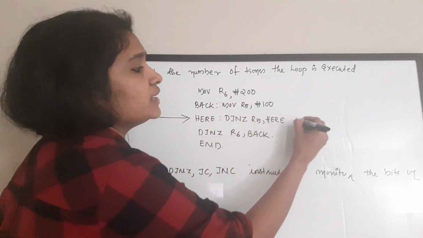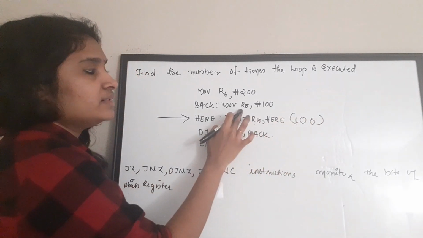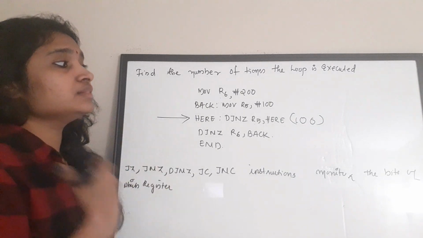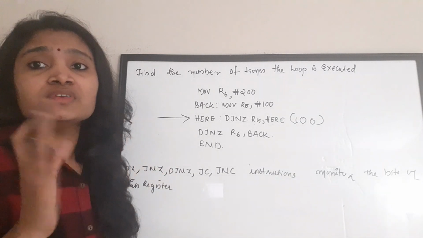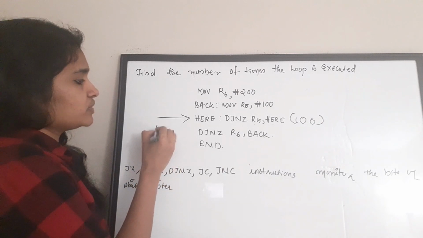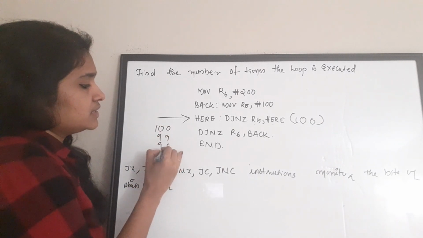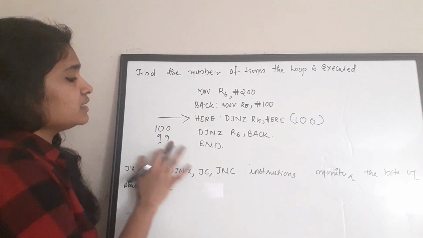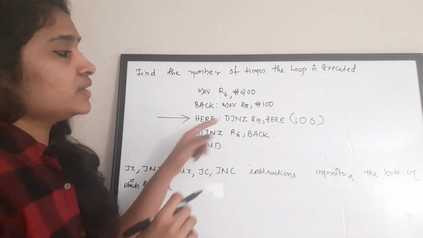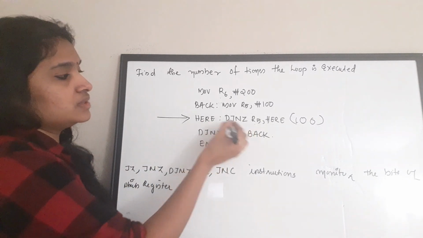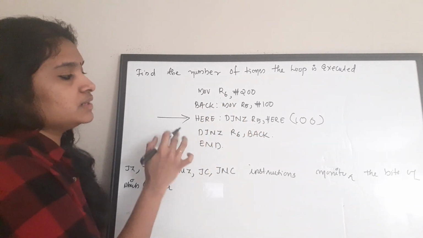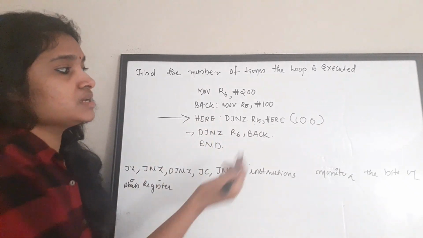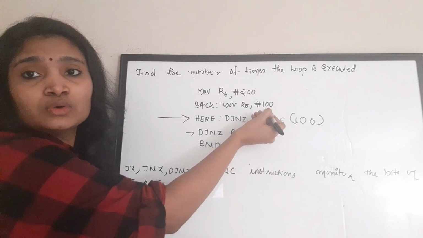It will execute 100 times because the value 100 is present in register R5 and it is decremented every time, and until the 100th time the value of R5 is not 0. That is, it will start from 100, then 99, 98, 97. Likewise, this loop will execute actually 100 times till the value is 0. The moment the value is 0, it will jump out of the loop and reach here. So this statement has to execute repeatedly 100 times because the register R5 has value 100.